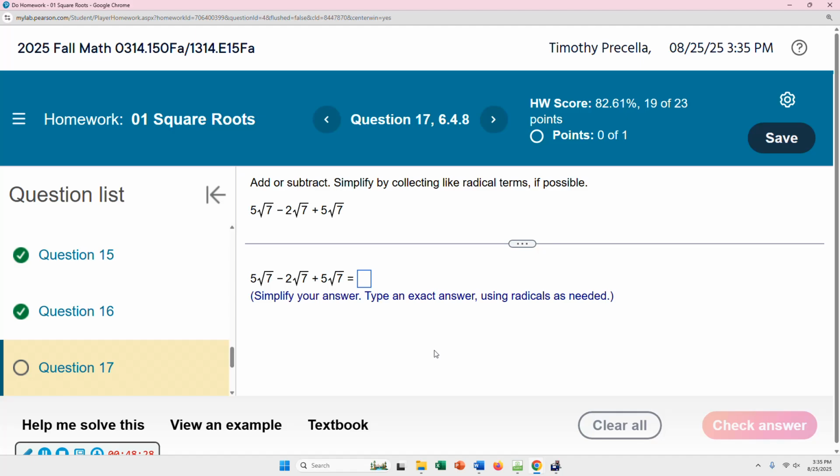5 square roots of 7 minus 2 square roots of, is it a 7? Yes. Plus 5 more square roots of 7.